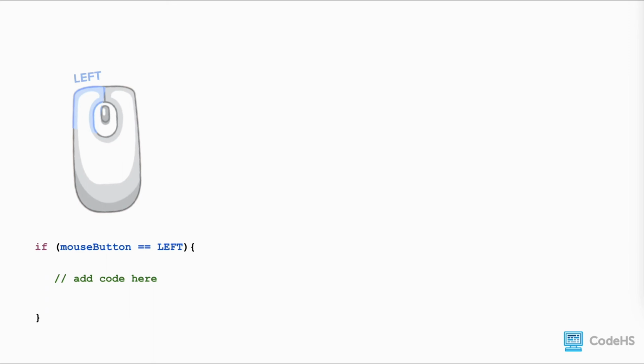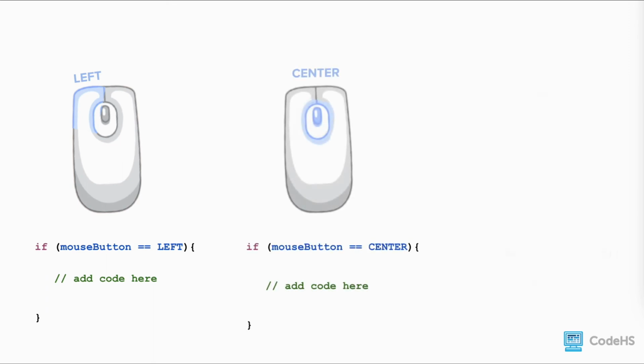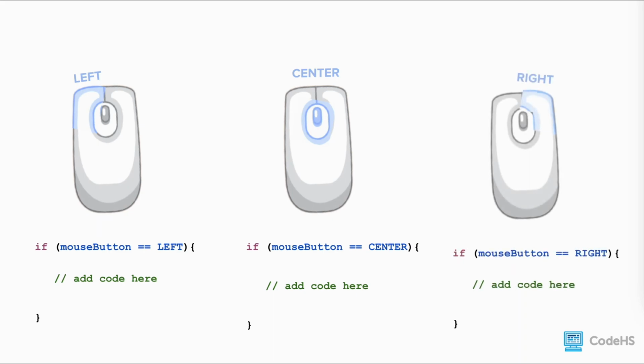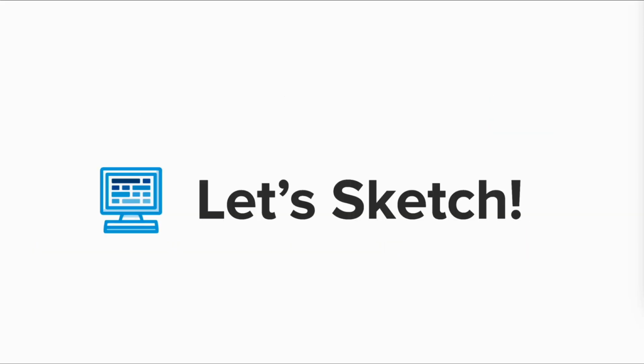Similarly, these if statements will be executed if the mouse is center-clicked or right-clicked. Between the curly braces, you write what you want to happen when the given button is clicked, like changing a background or adding a new shape. Let's see some examples in the editor.